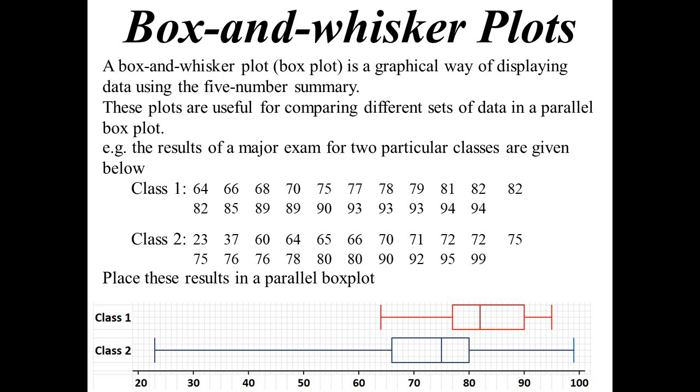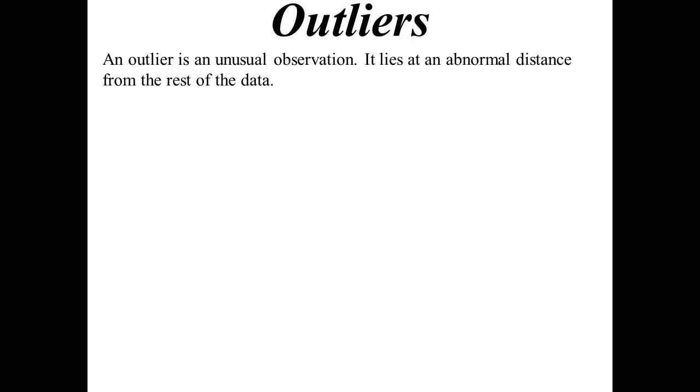When we're drawing these, your whiskers are the lowest score and the highest score. The box goes from Q1 to Q3, and then we mark Q2 in the middle of the box. It's a visual way of comparing the 2 data sets. Now, that brings up the idea of outliers, because you'll notice in class 2, these first 2 marks, 23 and 37, are really throwing out that whisker. So is it a fair comparison by including them? When do we include them? When don't we include them? How do we know to exclude certain data?